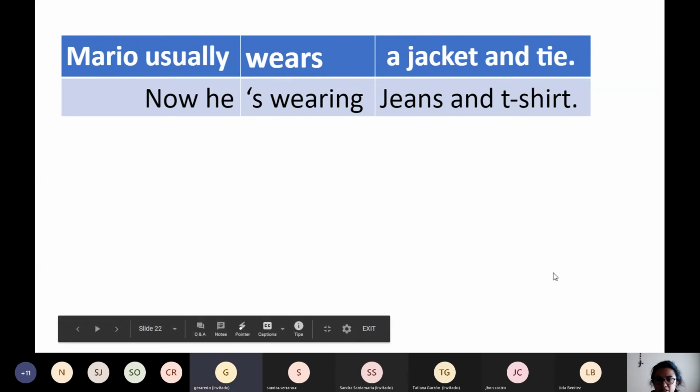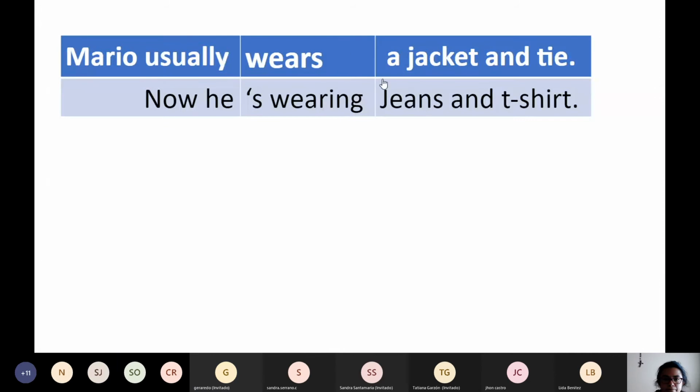Does anybody identify the ing? So for the ing, that's a very important element of present continuous. And there is another element that is extra here: the verb to be. That's very important, okay? And that makes the difference.